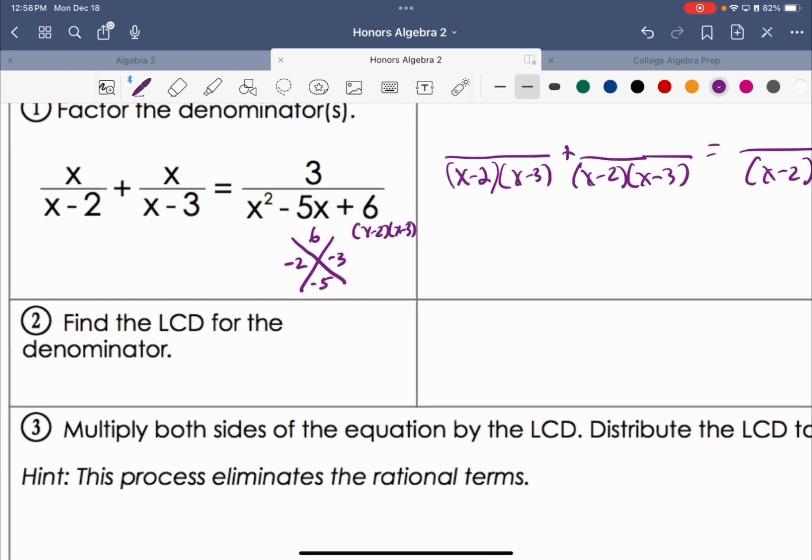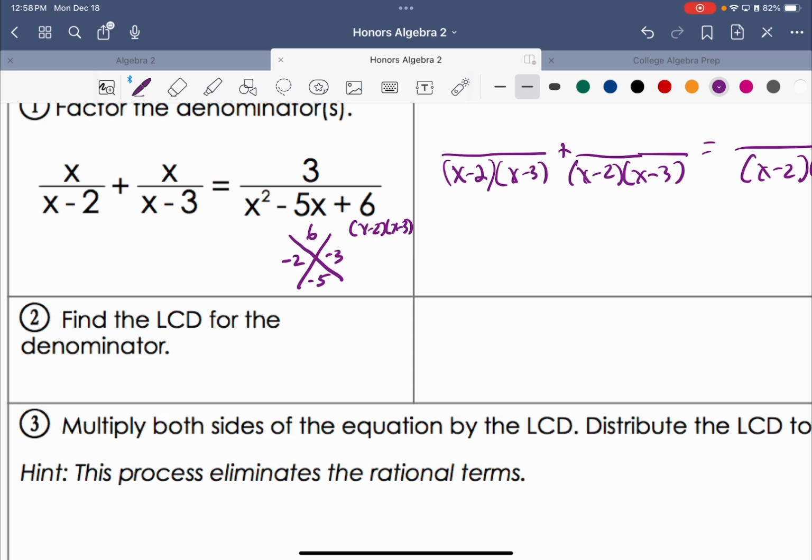So if we look at the first one and we compare their denominators, I've got x minus 2. I need it to be x minus 2, x minus 3. So multiply my numerator by x minus 3. That gives me x squared minus 3x. Ooh, we've got an x squared in there.